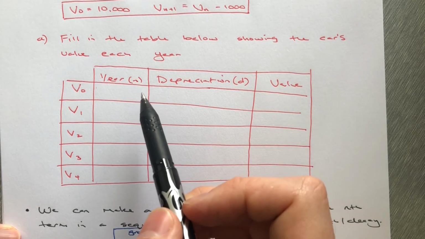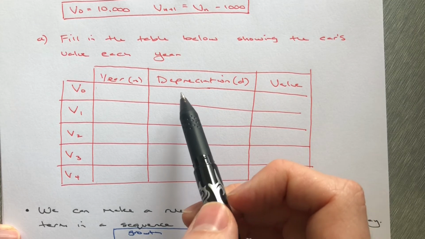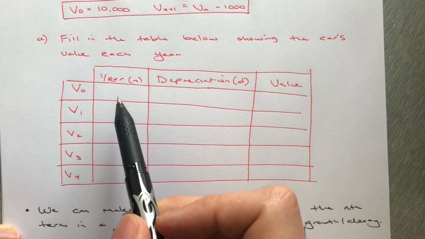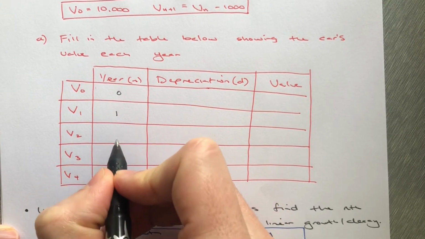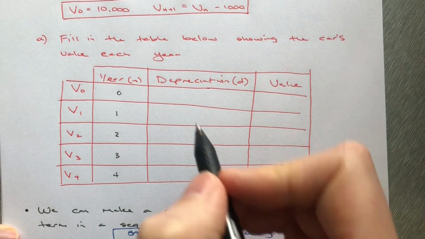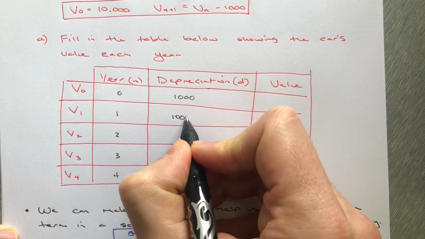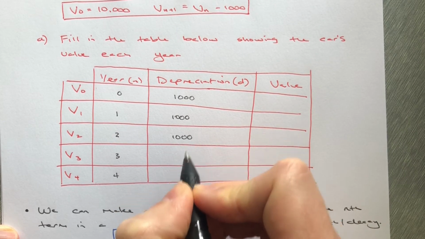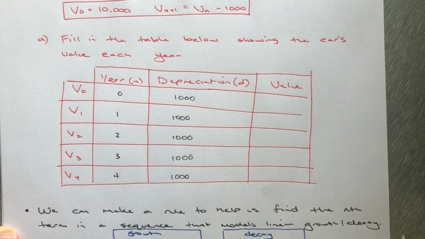So we know that it's going to go down by 1,000 each year, don't we? So the depreciation, no matter what year it is, whether it's when we start, which would be year 0, the end of the first year, the end of the second year, the end of the third year, the end of the fourth year, doesn't matter when it is, our value is going to go down 1,000 every single time. It's going to go down the common difference. Awesome.